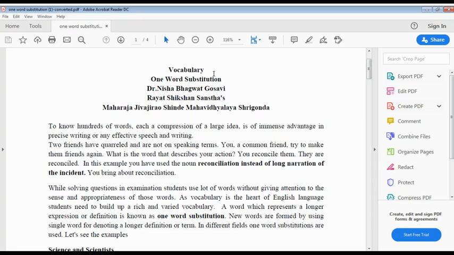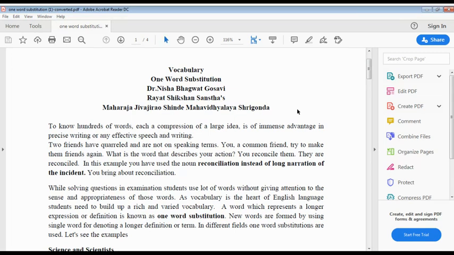Today I am going to discuss your vocabulary SYBA topic, one word substitution, which is from your SYBA compulsory English paper topic, Savitribai Phule Pune University affiliated college syllabus. So let's go through one word substitution. What exactly does one word substitution mean?